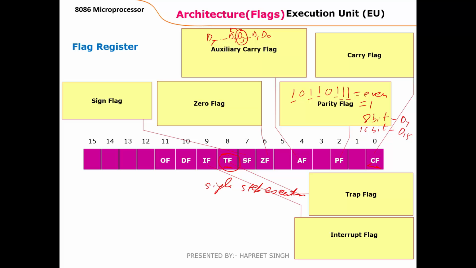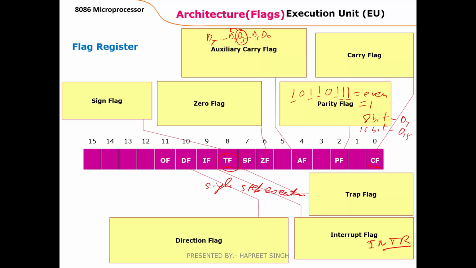Next is interrupt flag. It causes the 8086 to recognize external maskable interrupts. It is used to mask or unmask the INTR interrupt, that is INTR. When it is set, INTR is unmasked. When it is reset, INTR is masked.